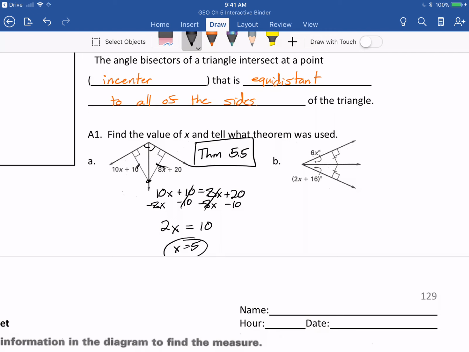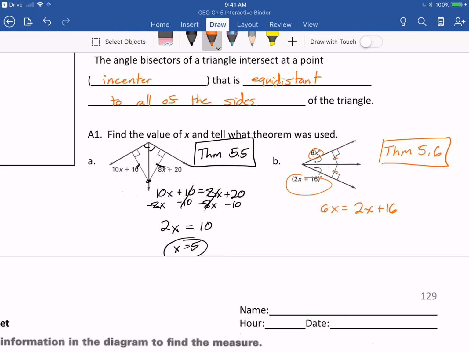Awesome. And if I move on to B, this says these guys are the same. So this is congruent to this. So this is the converse, theorem 5.6 here. It says if these guys are congruent to each other, then these two angles have to be congruent to each other as well. So 6x, change that into an equals here, is equal to that 2x plus 16.